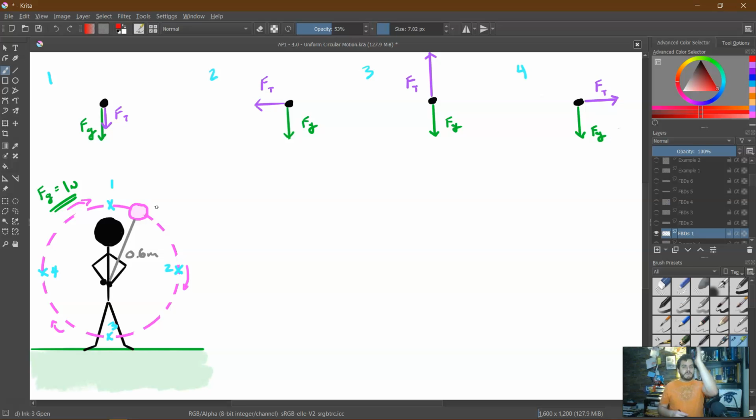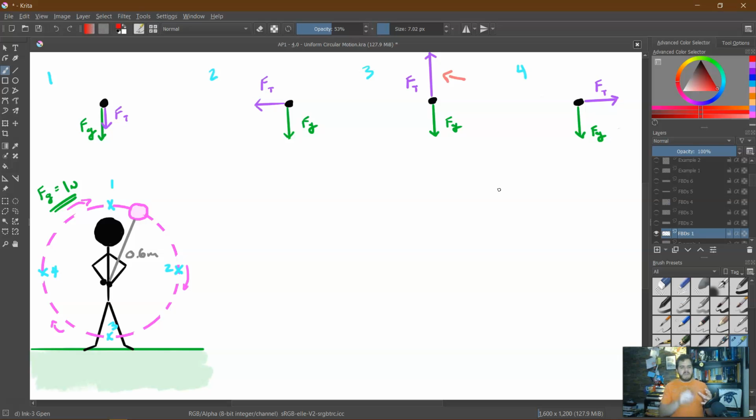So point 1, when the ball is at the top, gravity is definitely pulling the ball down, and the string tension is pulling the ball down as well, towards the center of the circle. When it's at point 2, gravity is once again pointed down, but tension is pointed towards the center. At point 3, gravity is pointed down, but tension is pointed up towards the center. Now, a couple things here. I know for a fact this one has to be bigger, because for it to move in a circle, it must continually accelerate toward the center. And then lastly, at point 4, gravity is down, tension is toward the center.